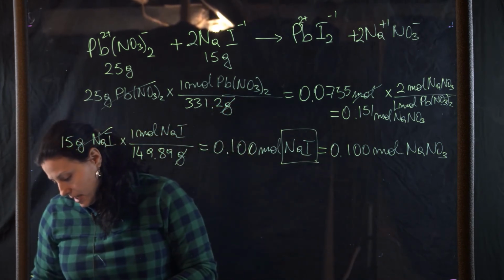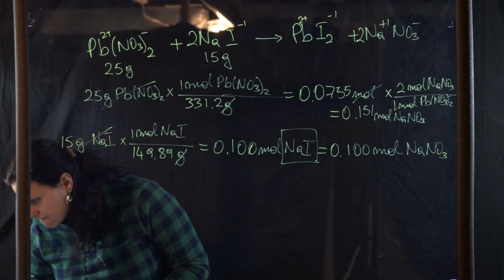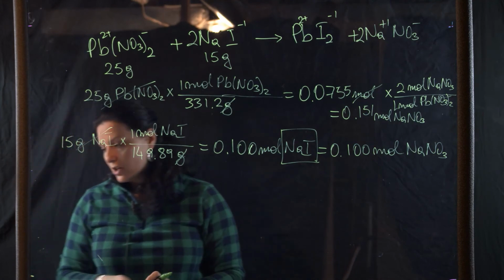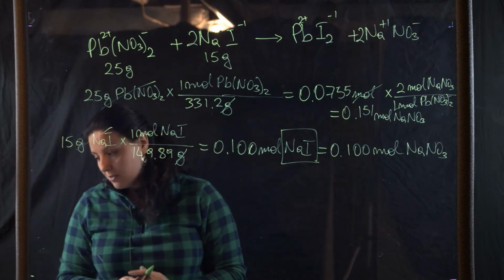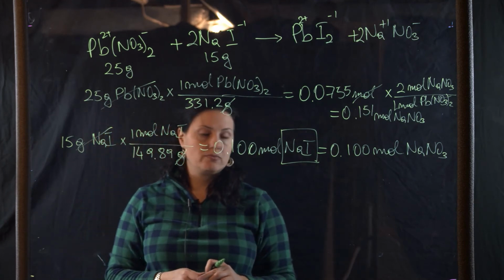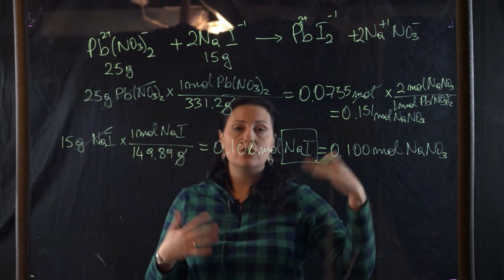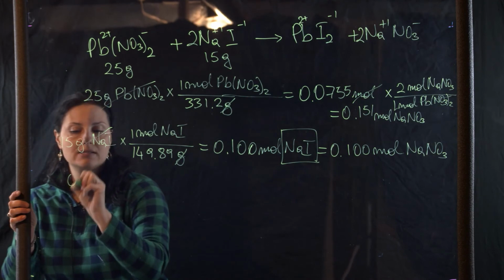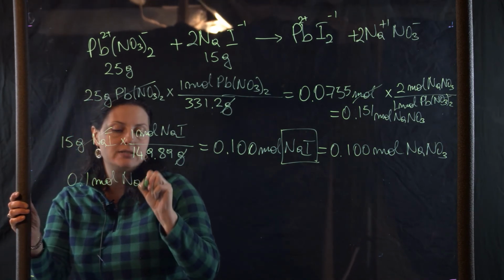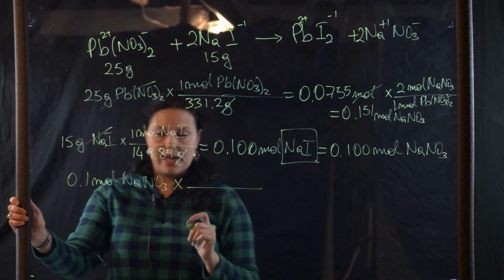Okay, now, if 6 grams of sodium nitrate are formed in the reaction, what is the percent yield of this reaction? Well, the first thing is take this amount of sodium nitrate and convert it to moles by using the molar mass of sodium nitrate. 0.01 moles of sodium nitrate multiplied by its molar mass.